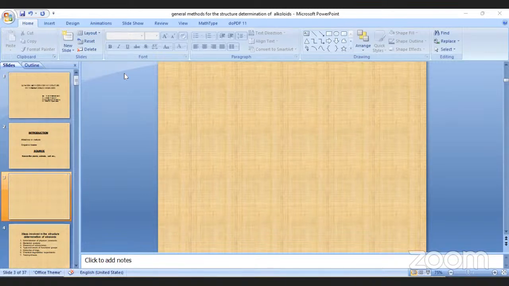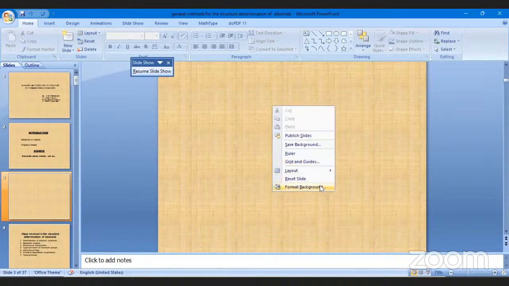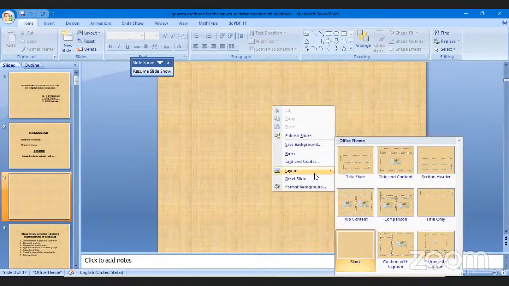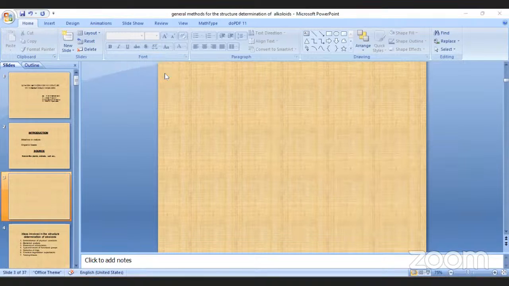Okay, next, isolation of alkaloids. General extraction methods. Methods of extraction or isolation of alkaloids.